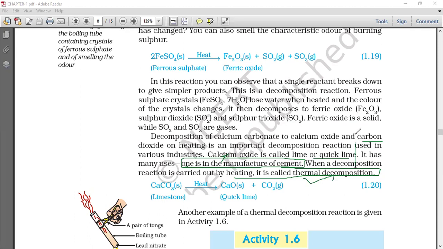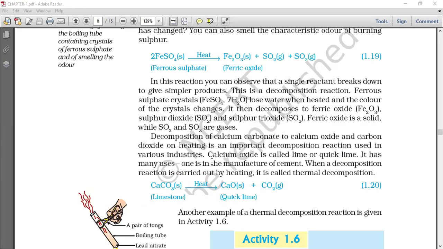Decomposition means division is happening. Dividing is happening only because we are giving the heat energy. That is why it is called thermal decomposition. And above the arrow, if you see, we have mentioned the condition also. If you do not use heat, then it won't be divided, it doesn't get decomposed. That is why it is mandatory, so we write it above the arrow. Limestone, oh sorry, it is also called calcium carbonate. When you heat calcium carbonate, it gives calcium oxide plus carbon dioxide gas. That is the chemical equation which is given.